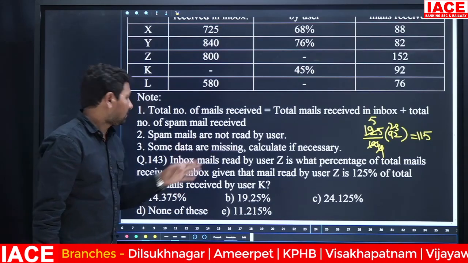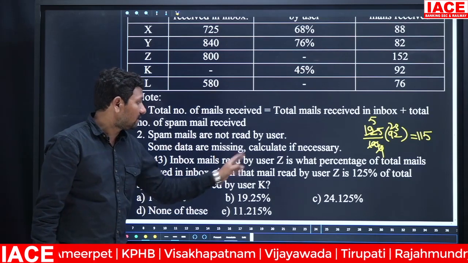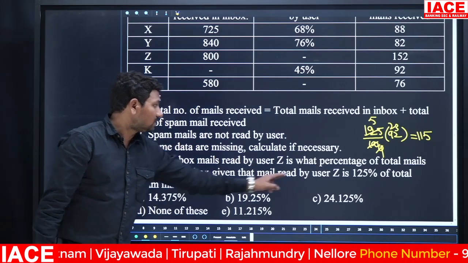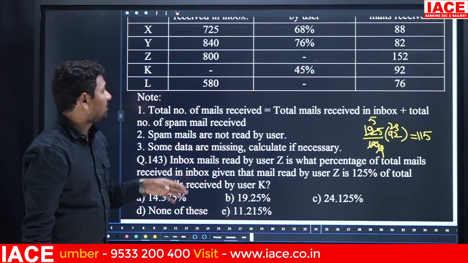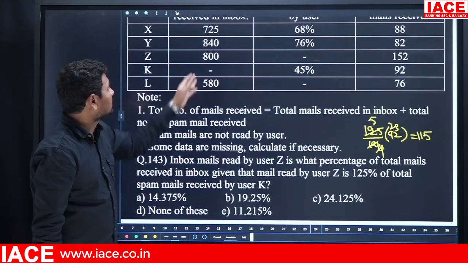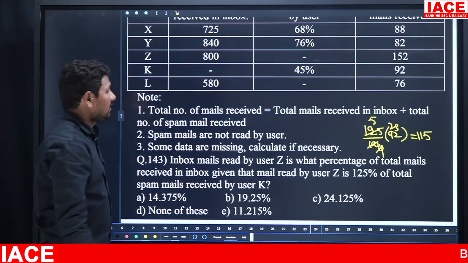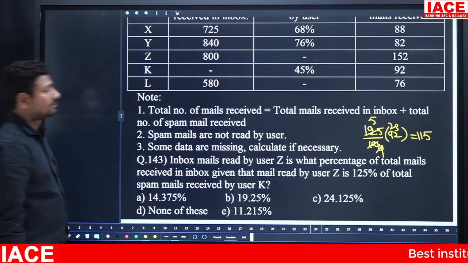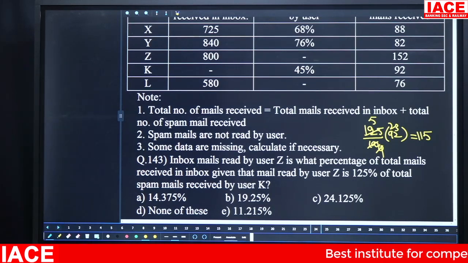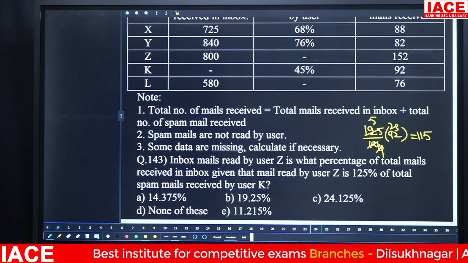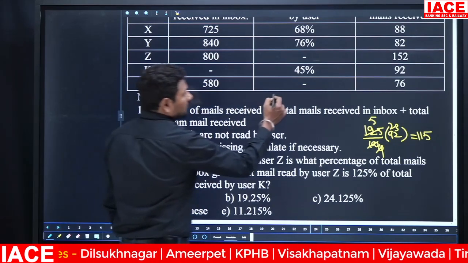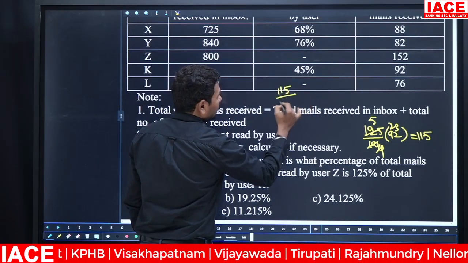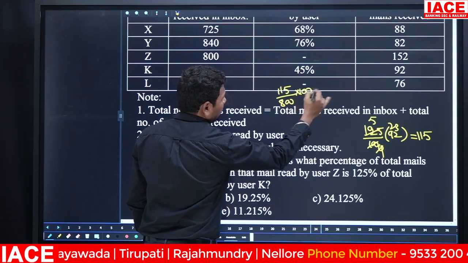Then, is what percentage of total mails received, inbox mails read by users, inbox mails. The mail received by user Z is how much? 115 now. The 115 Z is what percentage of total mails received in inbox? Total mails is how much? 800. Then 115 by 800. We need percentage, multiply with 100.